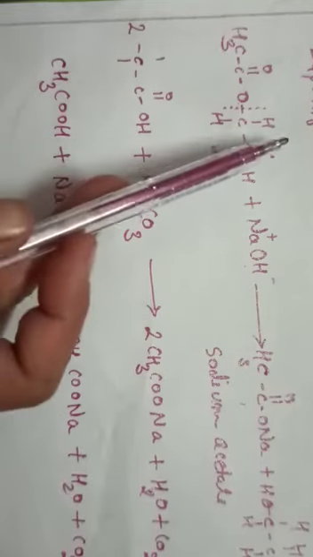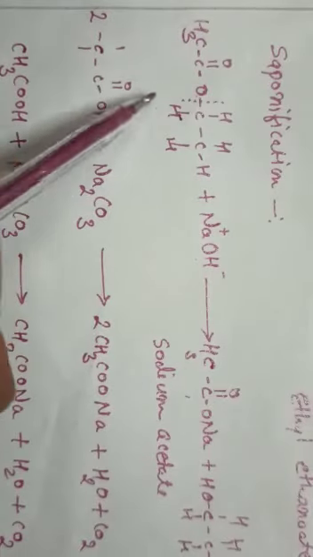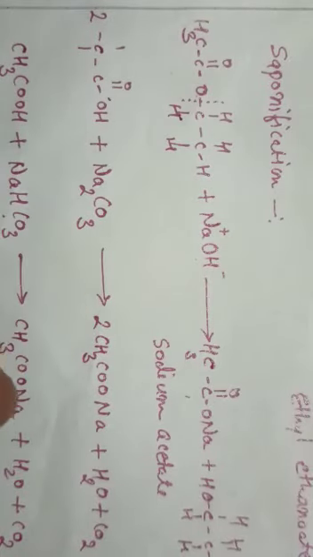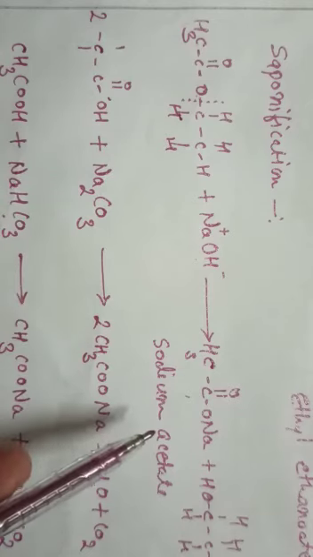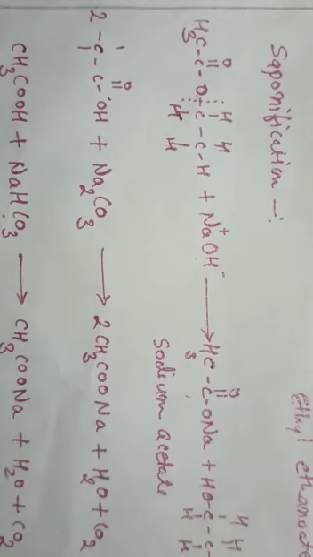So like this, for saponification, we have three reactions. It totally depends upon what reactants you have. So by using those reactants, you will form sodium acetate or any salt of carboxylic acid.